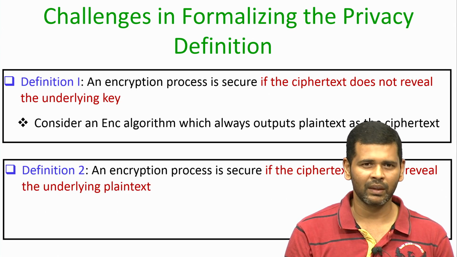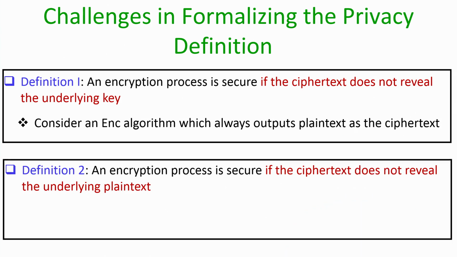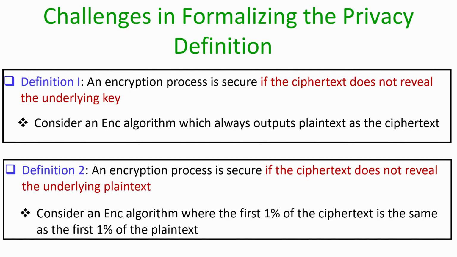So, now let us rectify this definition and let me come up with the second candidate definition to formalize privacy. My definition 2 is: I will say an encryption process is secure if the ciphertext does not reveal anything about the underlying plain text, because that is the basic intuition of privacy. The problem with this kind of definition is, what do you mean by the ciphertext does not reveal the underlying plain text? How much should it reveal, how much should it not reveal?